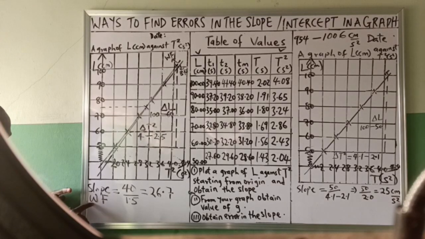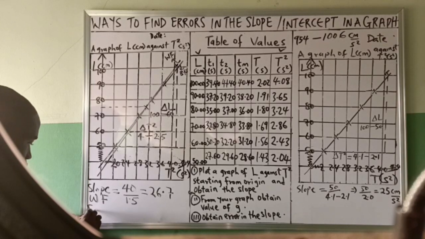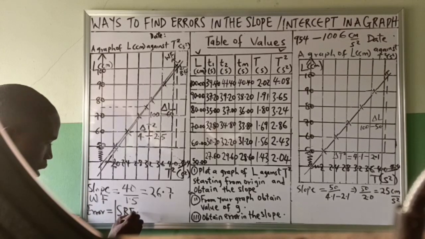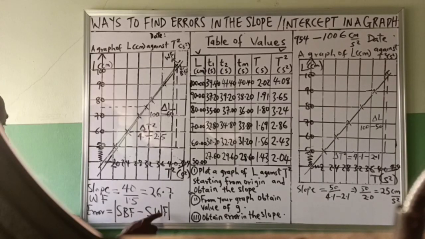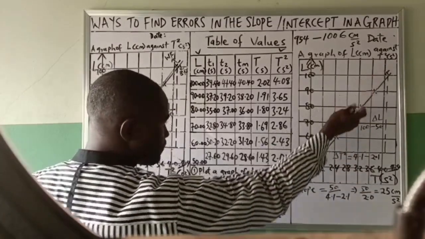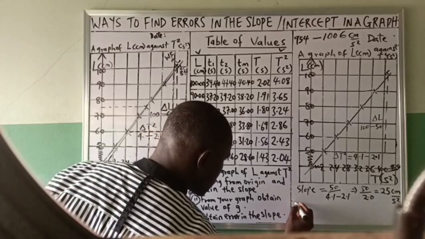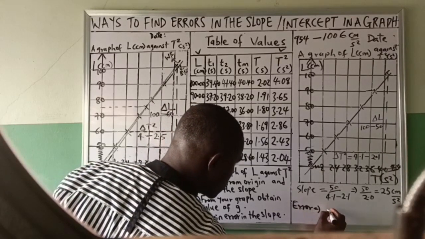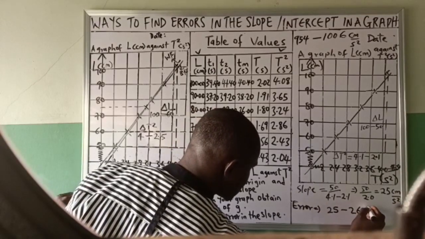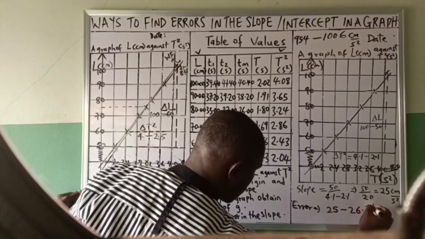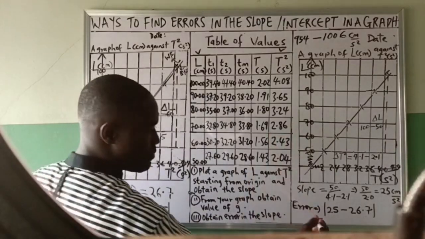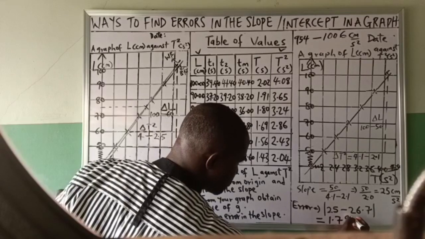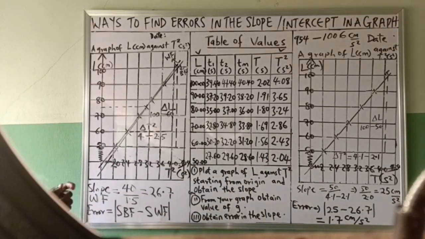Slope for the line of worst fit. WF means worst fit. Now, error in slope is equal to the modulus of slope for best fit minus slope for worst fit. Modulus means whenever you subtract, if you get a negative, forget about the negative. We have the normal slope for the line of best fit to be 25. So error will be equal to the modulus of 25 minus 26.7. 25 minus 26.7 will give you minus 1.7, but modulus means forget about the minus. So 1.7 centimeter per second square. That is the error in that slope.